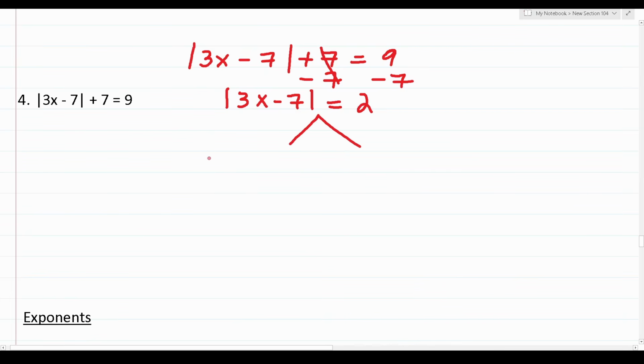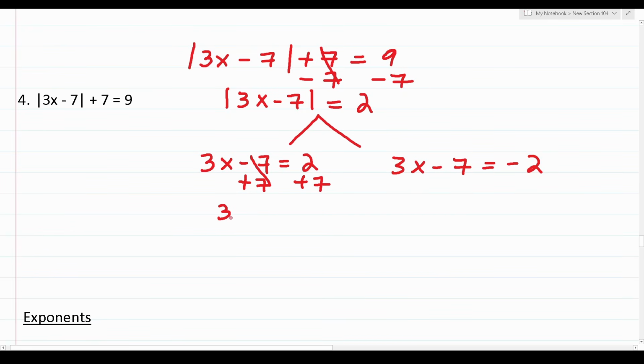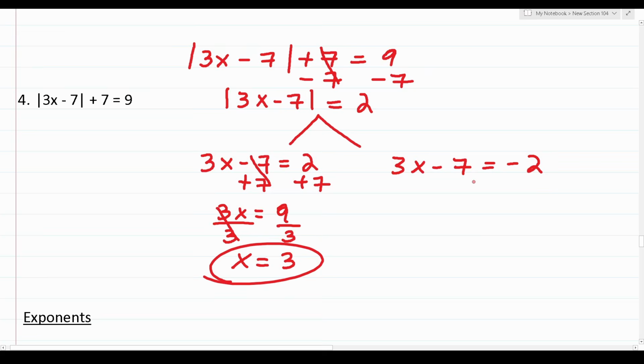Again, one of our solutions is going to be 3x minus 7 equals 2. And another one of our solutions is going to be 3x minus 7 equals negative 2. All right, so let's solve this equation over here. Let's add 7 to both sides. This crosses out, leaving you with 3x equals 7 plus 2, which is 9. Divide both sides by 3 now. This crosses out, leaving you with x equals 9 divided by 3, which is just 3. So 3 is one of our solutions.